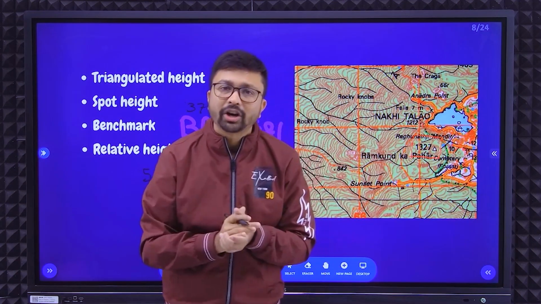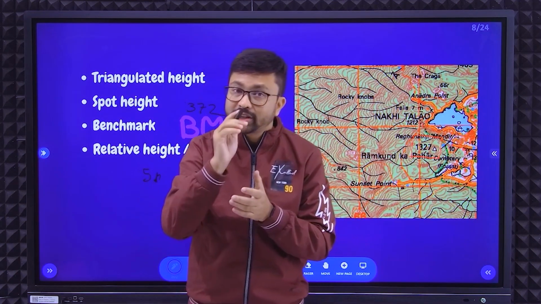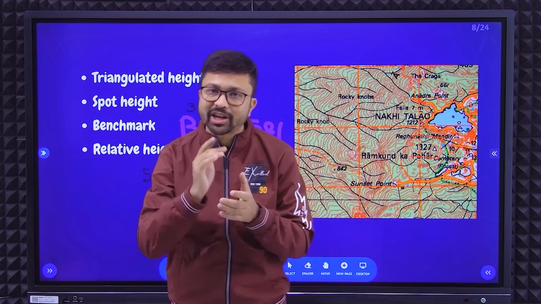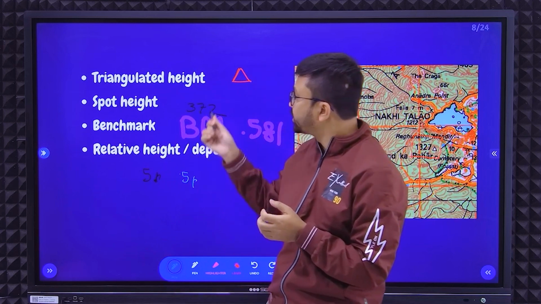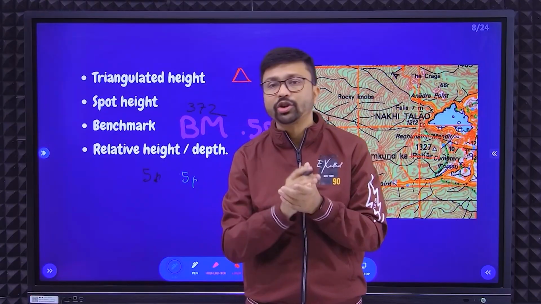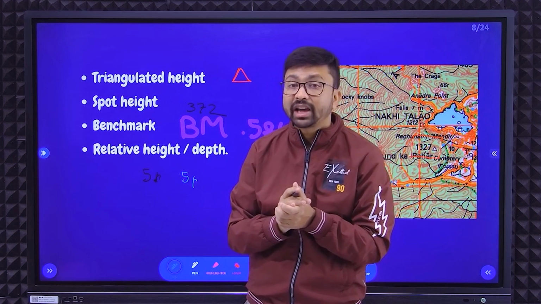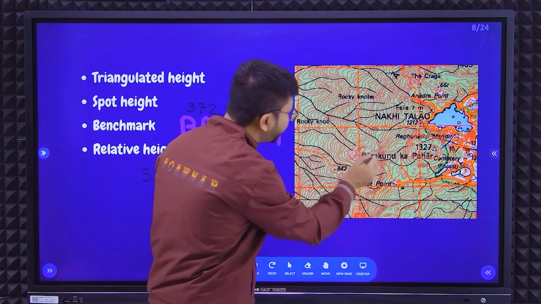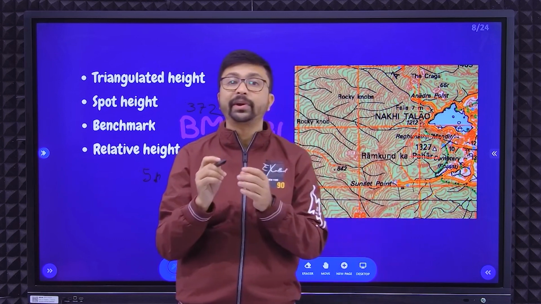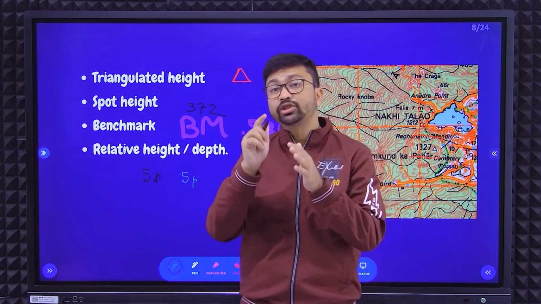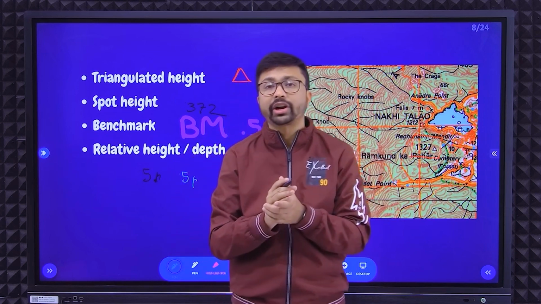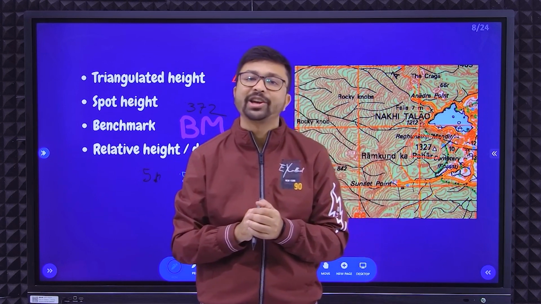That's it for the contours. Contour interval: what is the contour interval given in the map? The landforms we will be able to find out as per the contour patterns and those heights. Triangulated height, spot height, benchmark, relative height or relative depth. And also there is a survey tree. For a survey tree, you will see the tree mark there. Along with the tree, there will be some number written. Remember, that is not the tree number. It indicates the tree is located that many meters in height from the sea level.